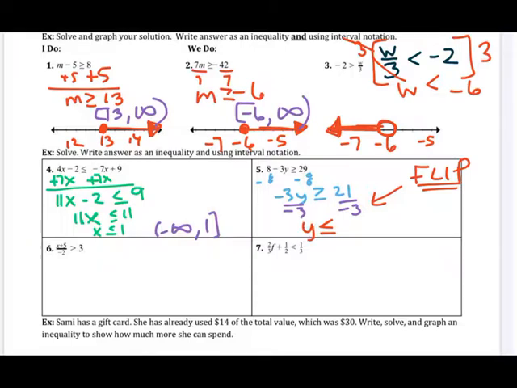That's going to give me that y is less than or equal to negative 7. Interval notation, it's going down forever. Square bracket because it is or equal to.